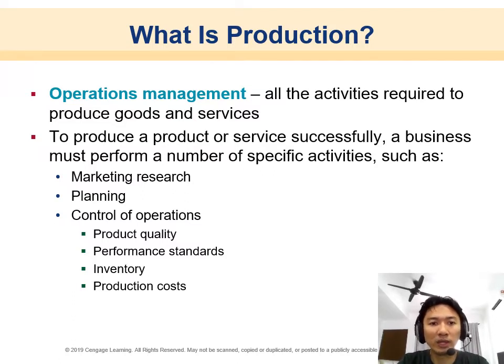Every organization will have a production or operations management department. In order to produce a product or service successfully, the business must perform a number of activities. These include marketing research and planning. It also includes control of operations, which is understanding product quality, identifying and measuring performance standards, taking care of the inventories, and also production costs. We will be learning some of this as we pass through the chapter.